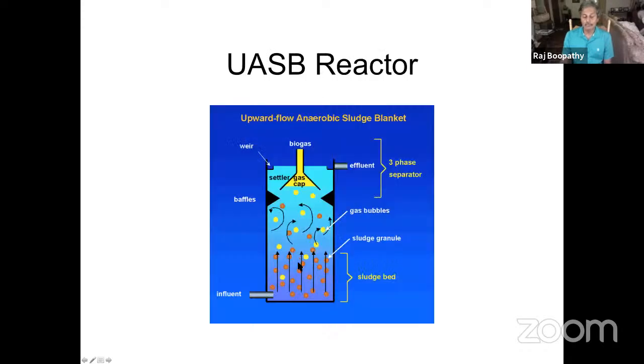So this is another design of USB just to show you what's happening inside. So sometimes the granules move up and down, and it also creates partial mixing. So without putting any mixing device, the gas that is produced also mixes, the gas bubbles, and the bed also moving up and down, going to create mixing for you. So you don't have any mixing device.